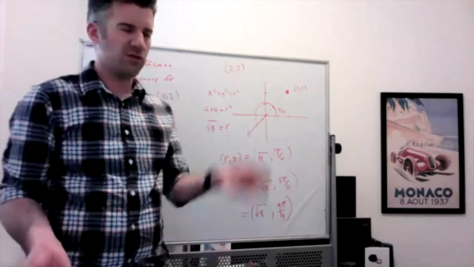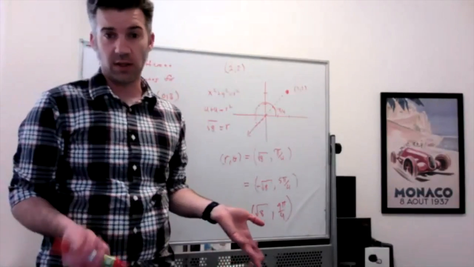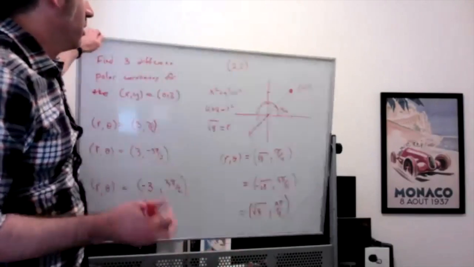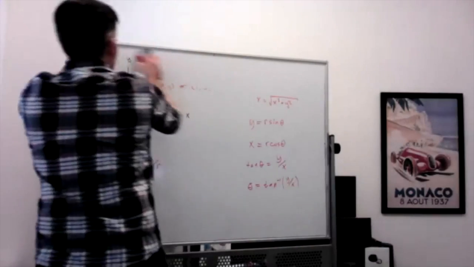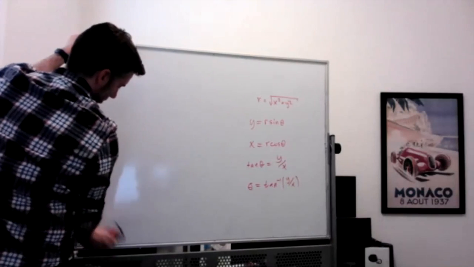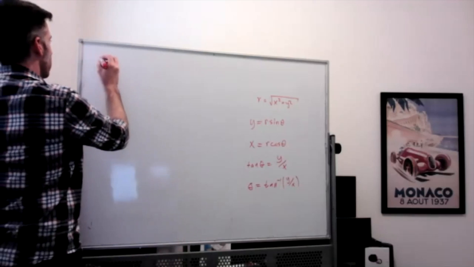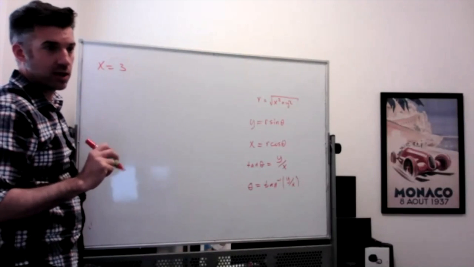So there's a lot of things we do with Cartesian and polar coordinates. One thing is to convert between equations. Most of the time, I'd say we're converting from polar equations to Cartesian equations, but we can also go the other way. So for example, I want to convert x equals 3 to polar.